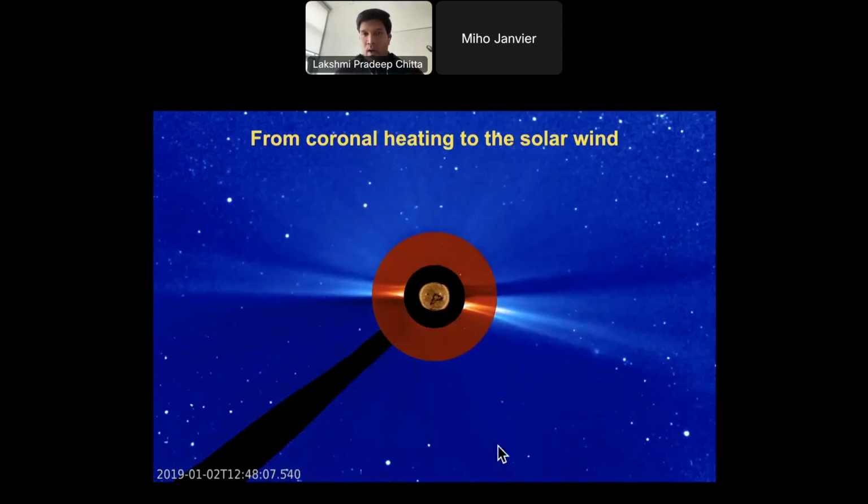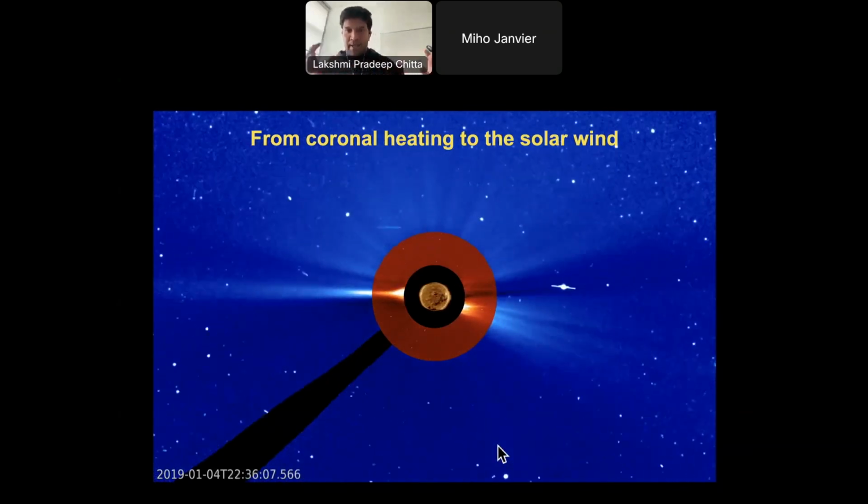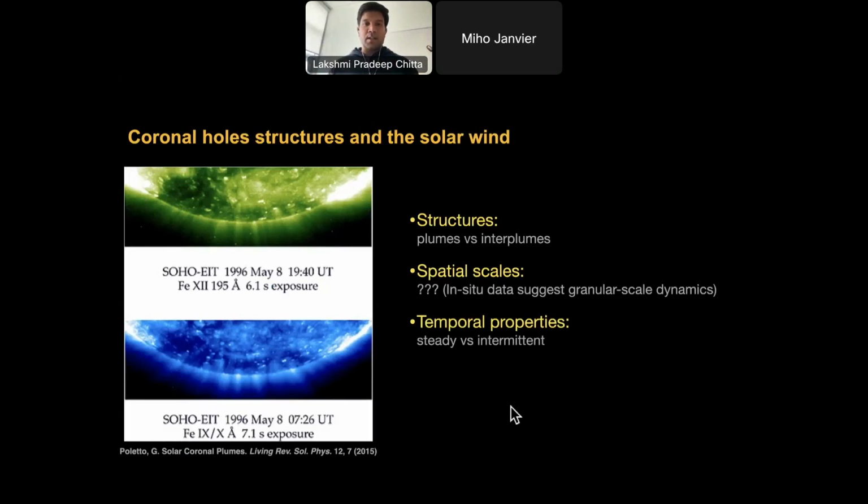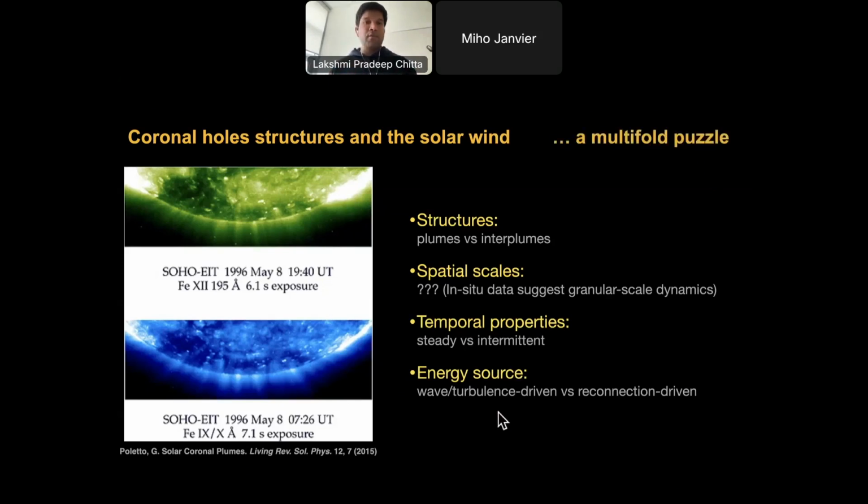Now, irrespective of how the corona might be heated, it expands to form a solar wind. And how the solar wind is generated is another major question of Solar Orbiter. One of the source regions of the solar wind are coronal holes. These are the locations that appear as dark in the extreme ultraviolet, and they open into the heliosphere. There are a variety of questions associated with this particular coronal hole and its structures. For example, what kind of spatial scales are associated with the generation of the wind, and how much time variation there is in the generation, and so on and so forth. So it's a multifold puzzle.